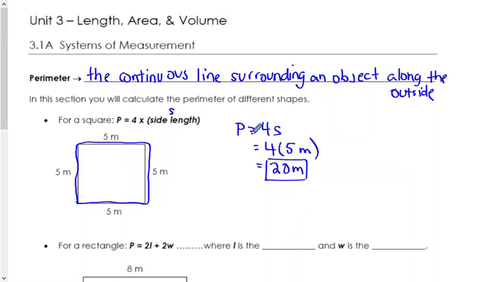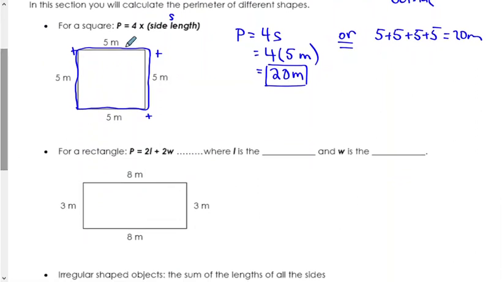Now, if you don't like having to use formulas, you can just remember, well, perimeter is just the distance around. So I could just do 5 meters plus 5 plus 5 plus 5. So 5 plus 5 plus another 5 plus another 5. And I will get 20 again. So I don't care which way you use, I just need you to show your work. So whichever way you use, show your work. I know that you can add this up in your head probably, but whatever method, just show it. So if you're just adding it up in your head, show that you're adding it up on your page.